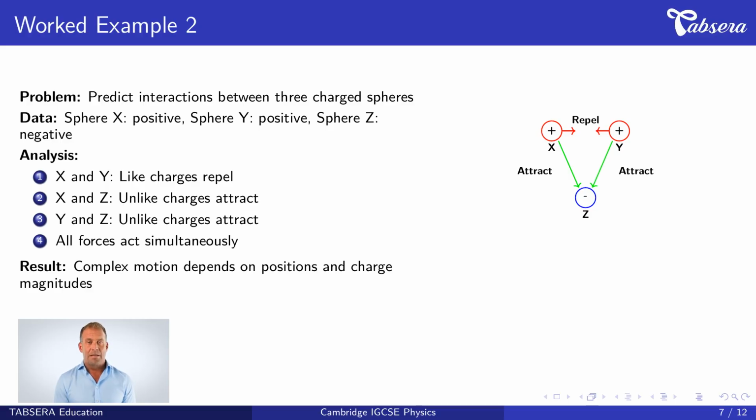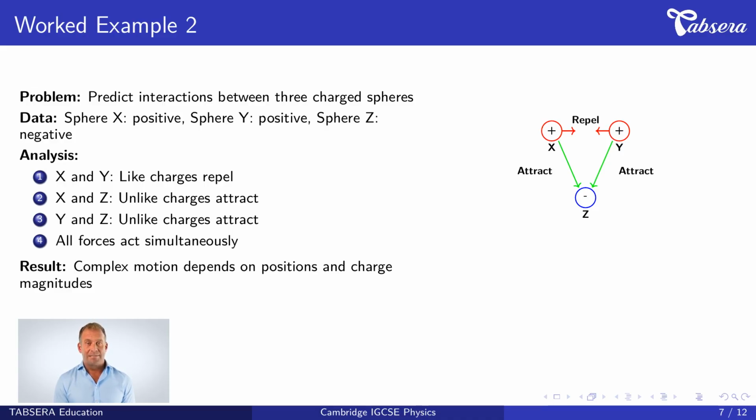Example 2 applies the same principle to multiple charges. The problem is, predict interactions between three charged spheres. The data shows sphere X carries positive charge, sphere Y carries positive charge, sphere Z carries negative charge. Now we analyze systematically. First, consider X and Y interaction. Both are positive, so like charges repel. They push apart with repulsive force.